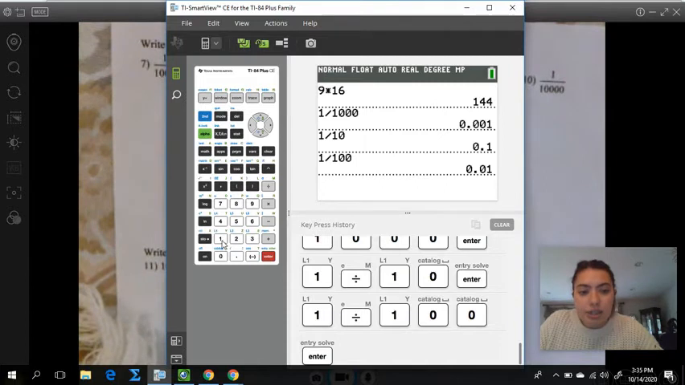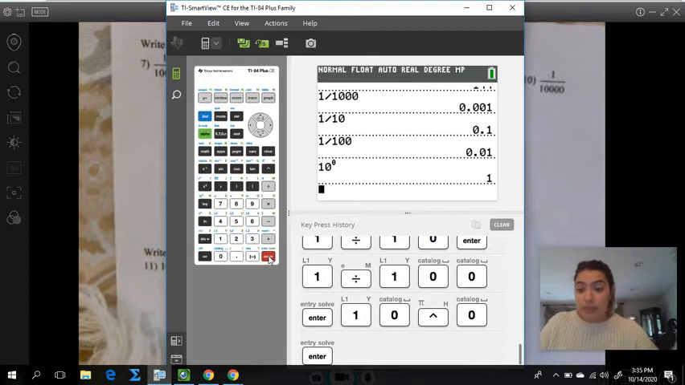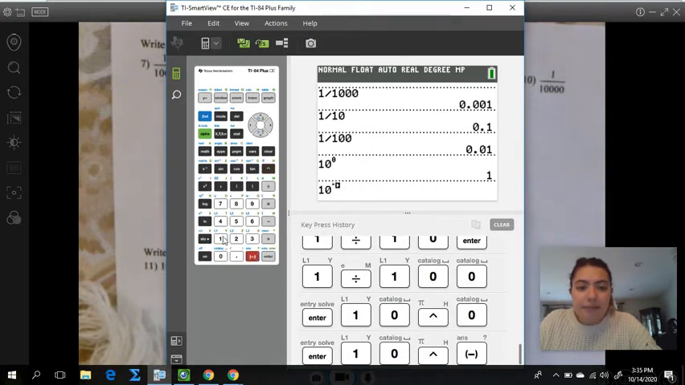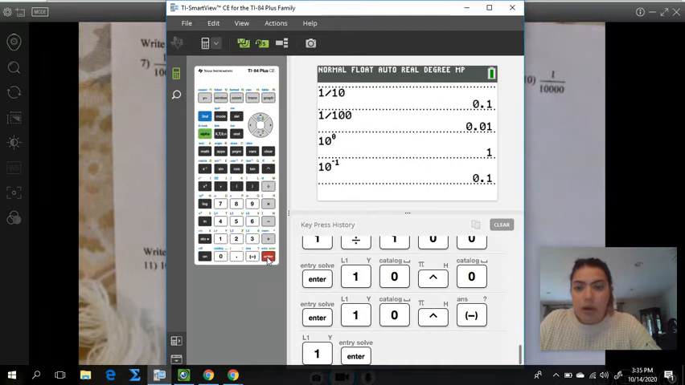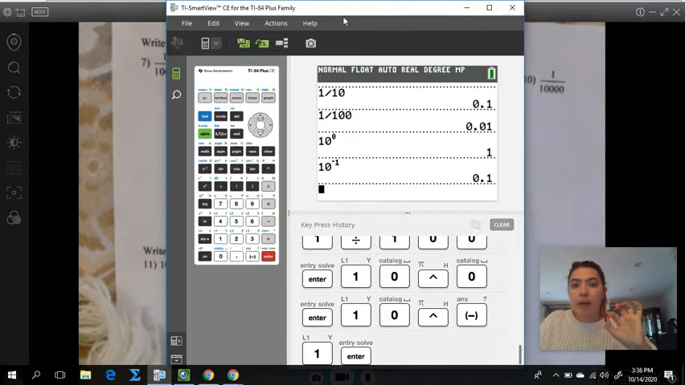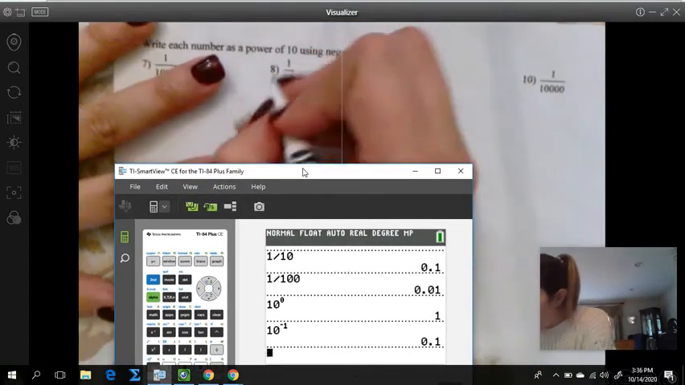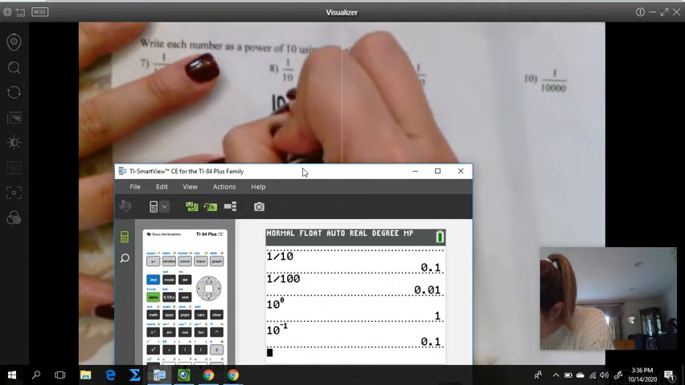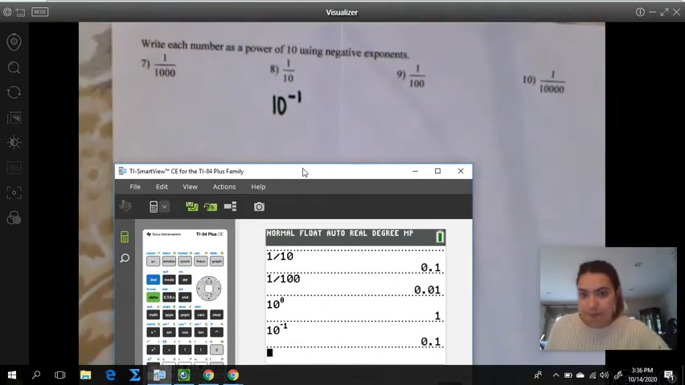So let's type in 10 to the 0th power, because we know that anything raised to the 0th power is just 1. What about 10 raised to the negative 1st power? Well, that is 0.1, the same as 1/10. So for number 8, we can write down that 1/10 is 10 raised to the negative 1st power. And notice, here we have 1 as our exponent, and here we have 1 zero.